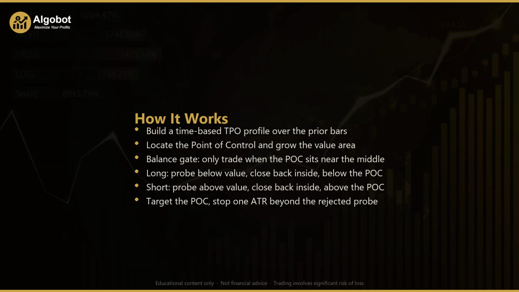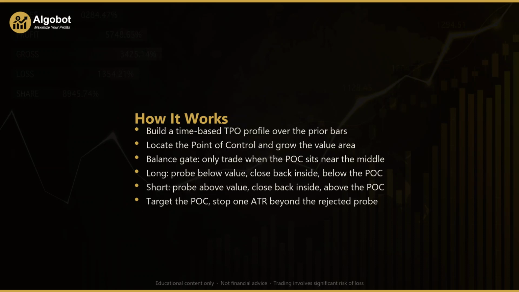For a short, the mirror applies. The just closed bar's high poked above the value area high, but the bar closed back inside value, below that high edge, and still above the point of control. That's a rejected above value auction. The EA signals a sell, targets the point of control, and places its stop 1 ATR above the probe high.